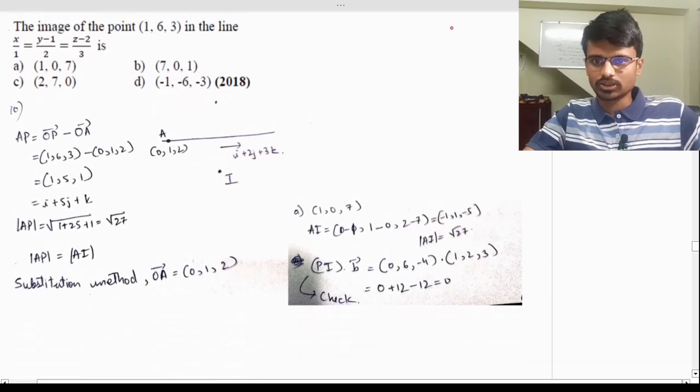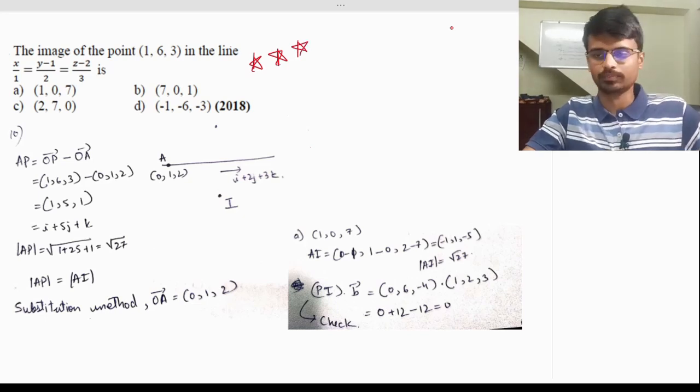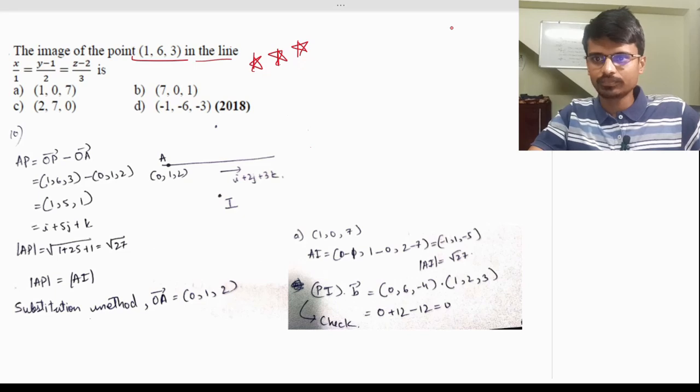Coming to the next question, what have we got? The image. So this is also a very interesting question, and you can expect this question. This question is important. The image of the point 1 comma 6 comma 3 in the line, this is the equation of the line.